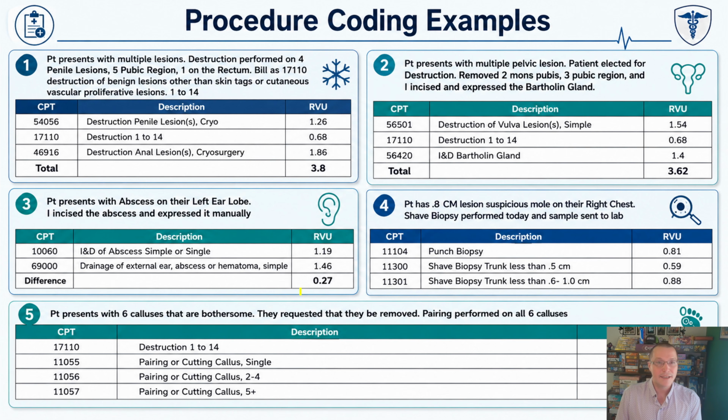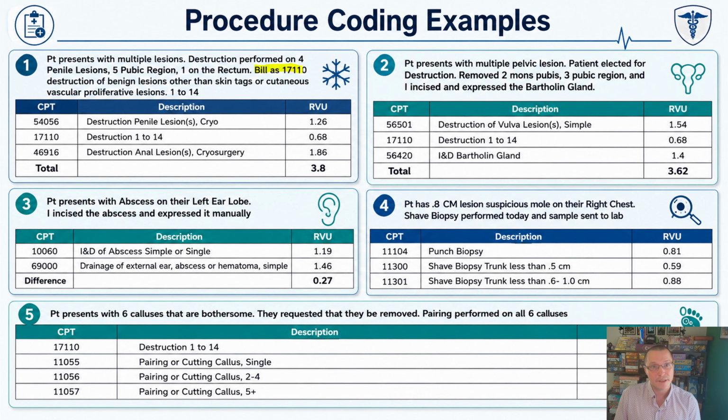And finally, I got some examples here for procedure codes and how it'll break down on an RVU level. A patient presents with multiple lesions, destructions performed on 4 penile lesions, 5 in the pubic area, 1 on the rectum.